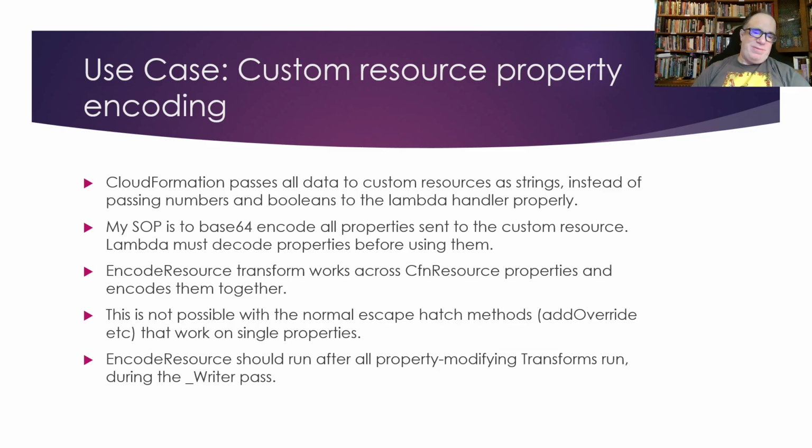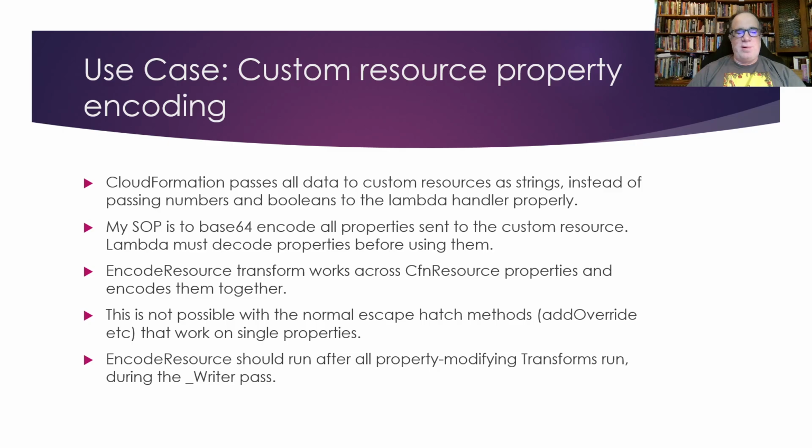My standard operating procedure is to base64 encode all of the properties that are sent to the custom resource. And that works great, but the Lambda has to decode those properties before using them. Another thing you can do is you can stringify them, but again, you have the same problem, which is that you have to decode the properties. So, sort of six of one, half a dozen of the other, as far as I'm concerned.